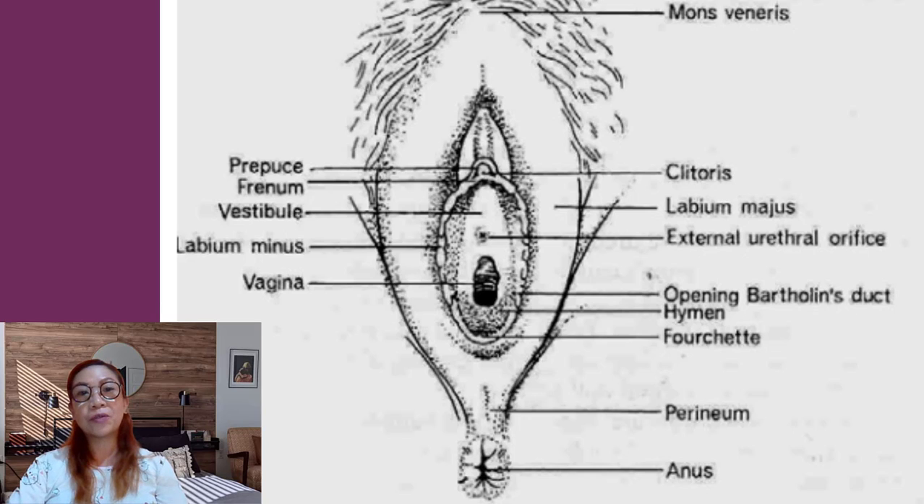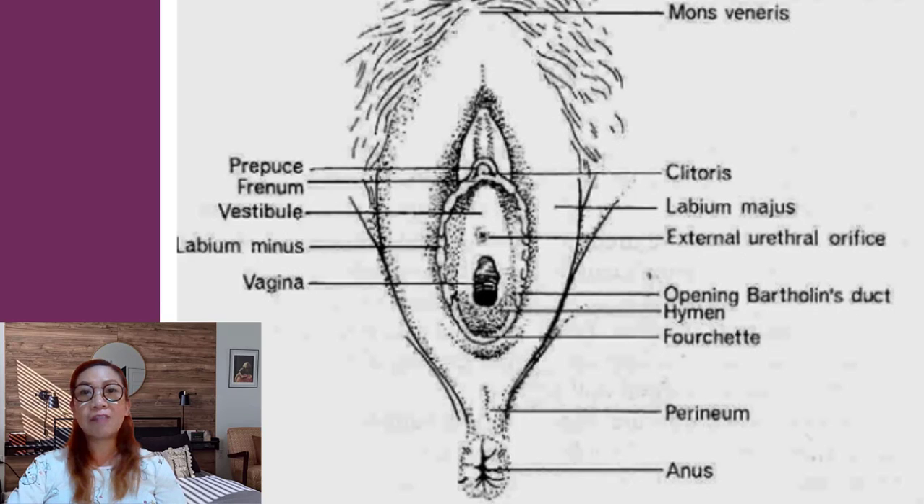Another structure is the clitoris. It is a small circular organ of erectile tissue in front of the labia minora. The prepuce, which is a fold of skin, serves as its covering, and this is the center of sexual arousal and pleasure for females because it is highly sensitive to touch and temperature.